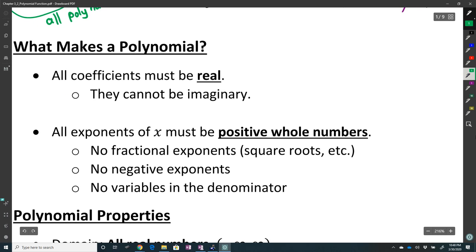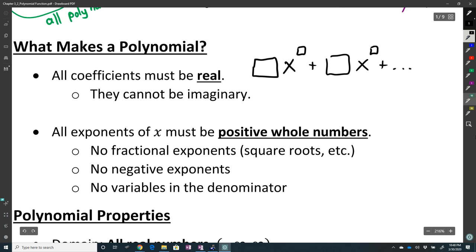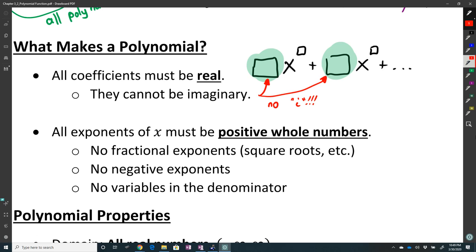The coefficient is all of the numbers in front, just to reiterate what we were talking about. So all of these guys must be real, which means they cannot be imaginary. So as long as they're on the number line, you're good to go. So for this number and this number, they're good as long as there's no i's. And I'm not going to do that to you in this section. Usually, for the most part, they're going to work out.